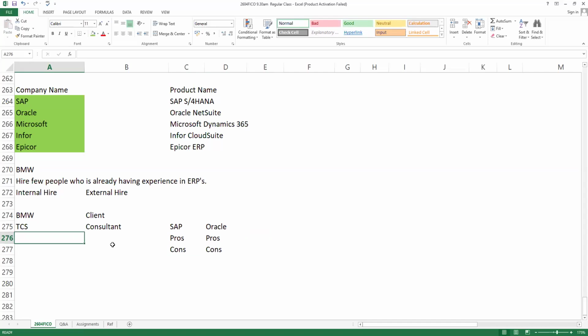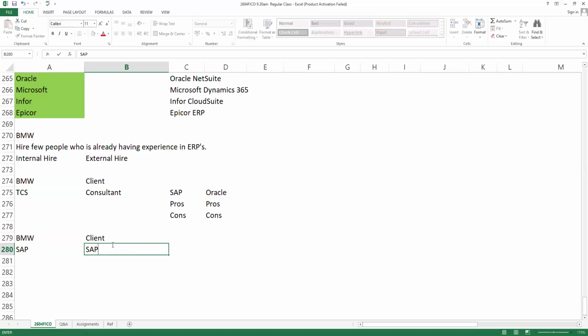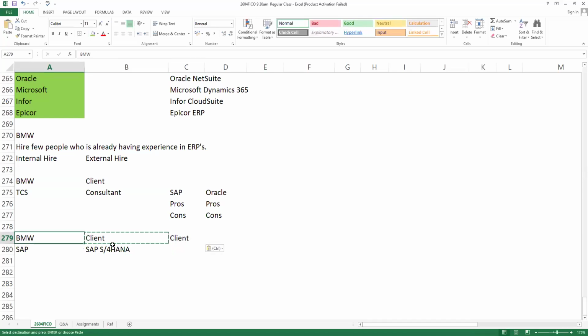Let us make the scenario a little more elaborate. Now, BMW, the client, decided to implement the ERP system, and the product owner is SAP, and the product is SAP S4 HANA. Okay. Now, BMW is the client. What is SAP's role? They are the product owners.